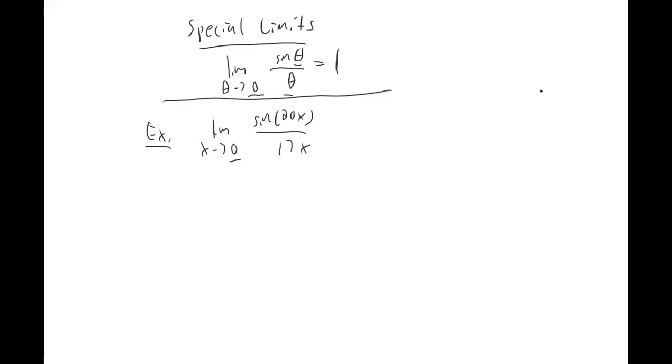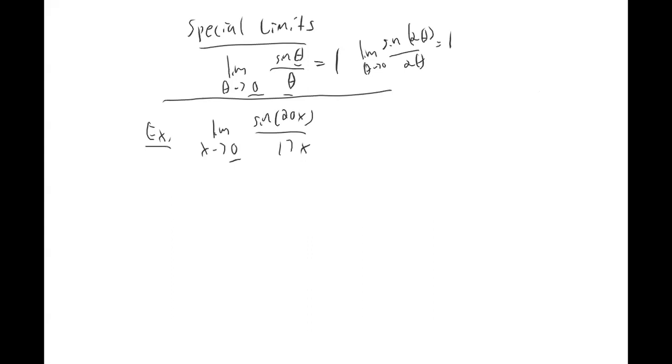So the variable doesn't really matter. From here you get that sine of 2 theta over 2 theta is also 1, because it holds for anything going to 0. So it should also hold for anything with the same input. So we're going to make use of this.